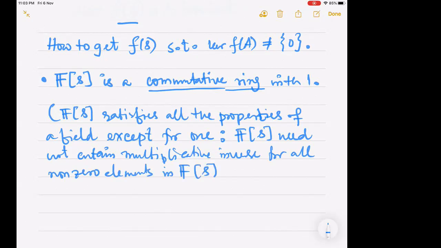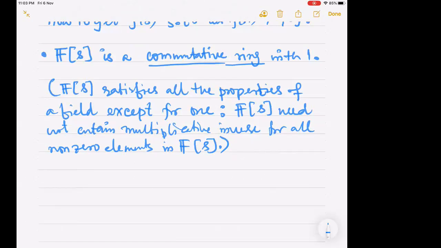So I hope you understand what I mean by this property. It's called a commutative ring with identity, or commutative ring with 1, when it satisfies all the axioms of a field, only but one, namely that it need not have multiplicative inverses for all. Some may have a multiplicative inverse, some may not. We don't insist on that.